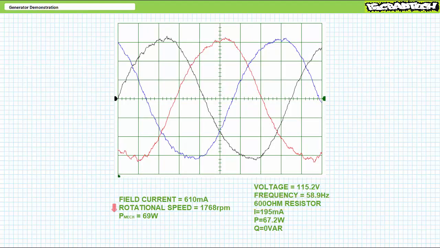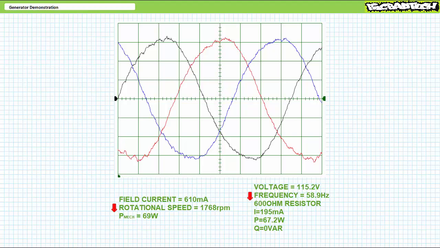As soon as connection is established to this load, the prime mover immediately slows down to 1768 RPM. It's kind of hard to tell from this oscilloscope trace unless you look real close, but the period for each waveform is stretched out to roughly 17 milliseconds, which corresponds to a slower frequency of 58.9 Hz. Given a 60 Hz standard, this is roughly 1.8% off the mark.